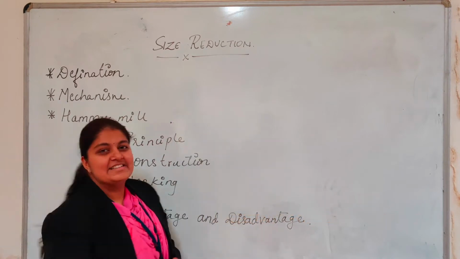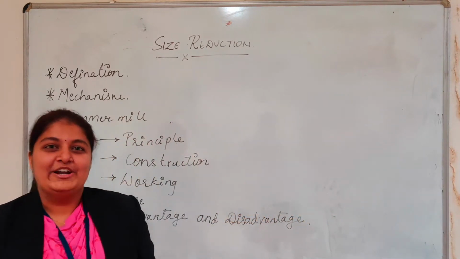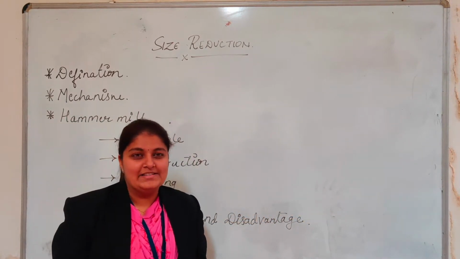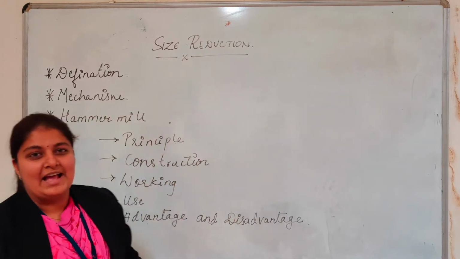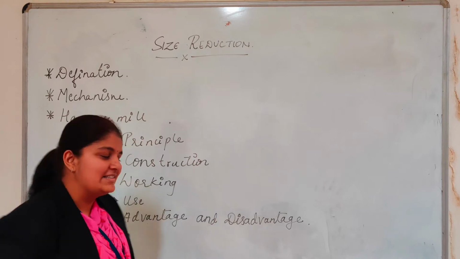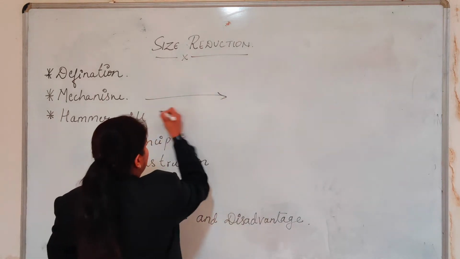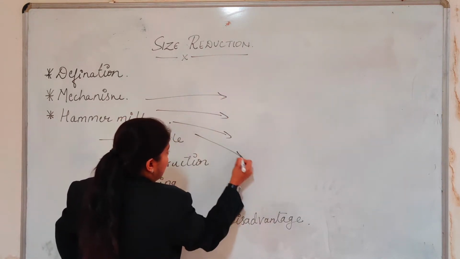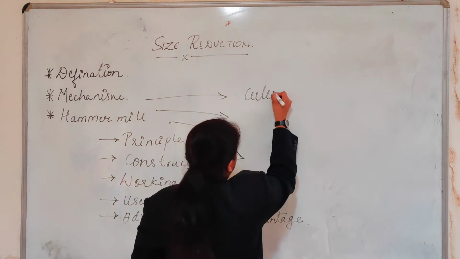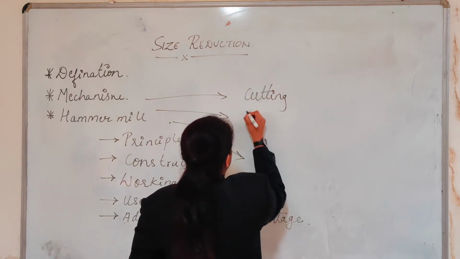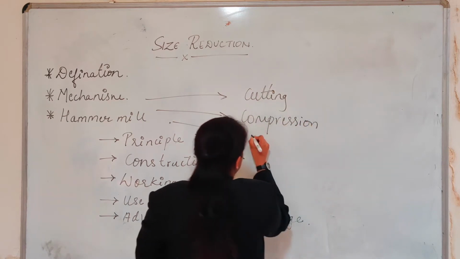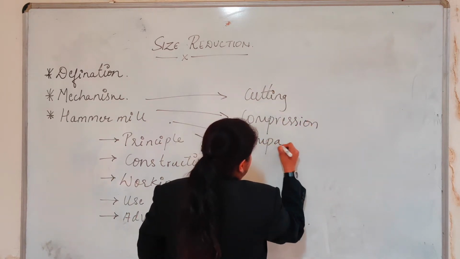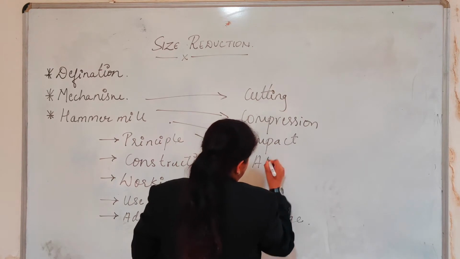So size reduction is defined as a process of reducing large masses into smaller particles or fine particles. So that is the definition. Coming to the mechanism of size reduction, it is of four types. The first one is cutting, the second one is compression, the third one is impact, and the last one is attrition.